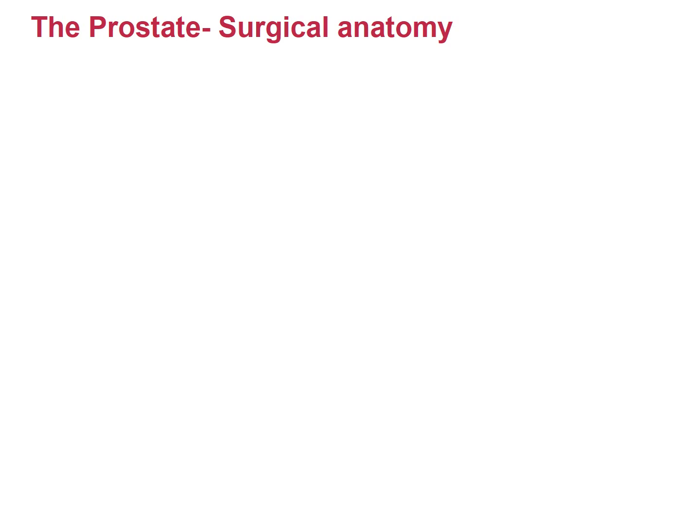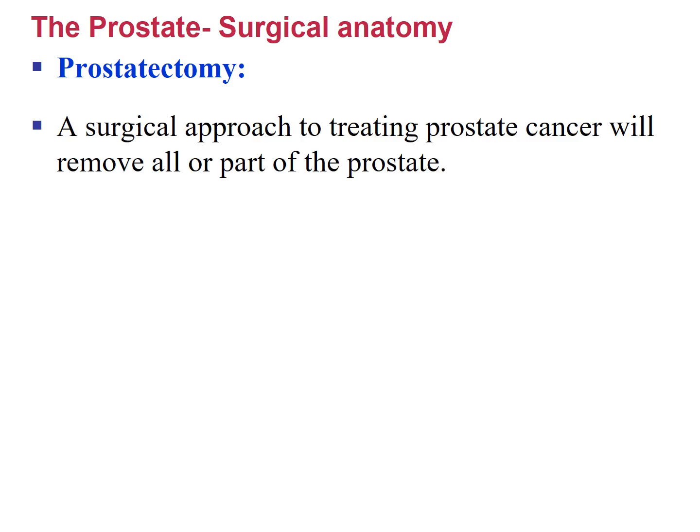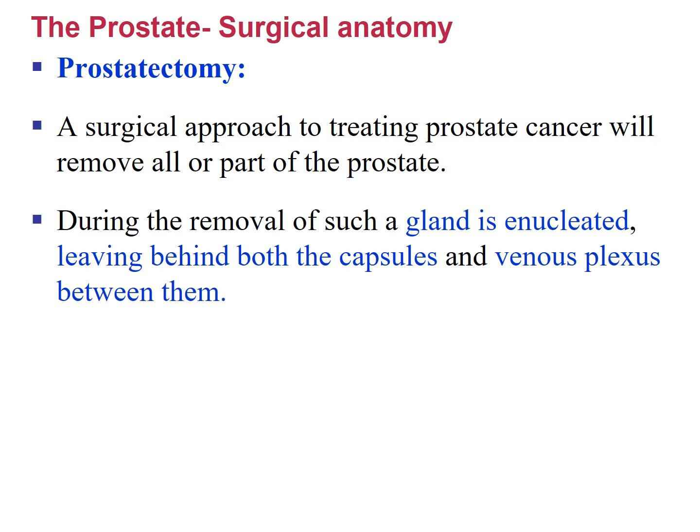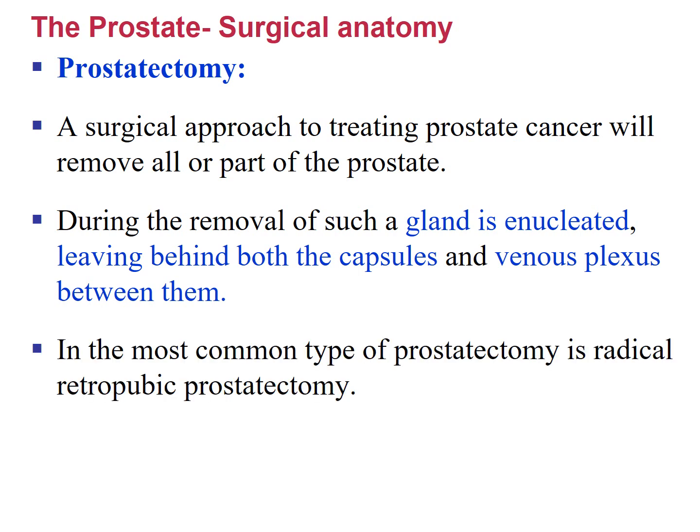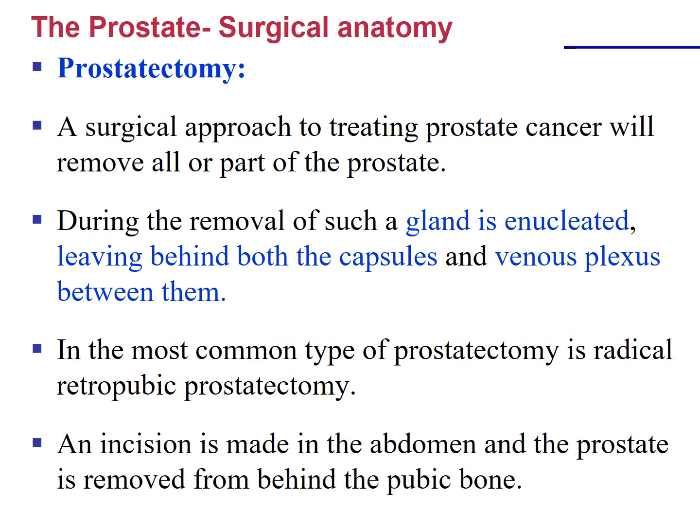Moving to the next part, that is the surgical anatomy of the prostate. The removal of the prostate is called prostatectomy. That can be partial removal of the prostate gland or complete removal of the prostate gland. This surgical approach is used to treat prostate cancer. During the removal, the gland is enucleated, leaving behind both capsules and the venous plexus between them. The most common type of prostatectomy is radical retropubic prostatectomy. You have different types of prostatectomy that you are going to study in later classes in surgery. So for retropubic prostatectomy, the incision is made in the abdomen and the prostate is removed from behind the pubic bone.